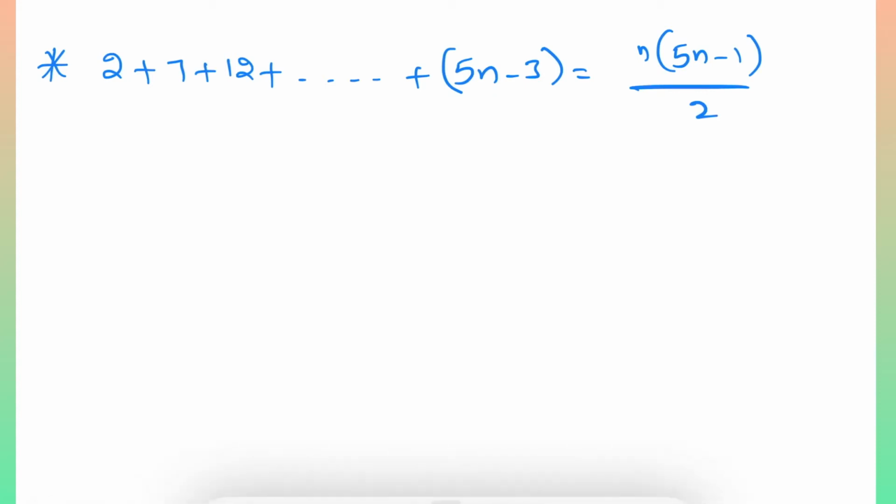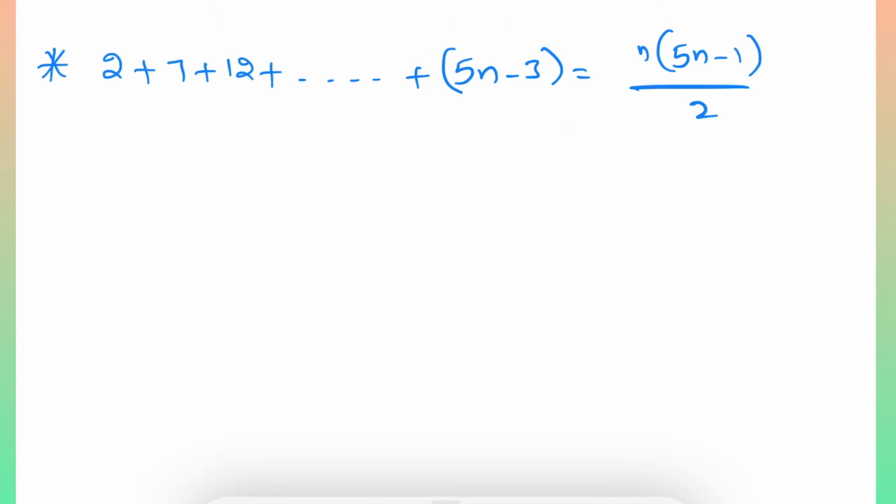The question is 2 + 7 + 12 + and so on + (5n - 3) = n(5n - 1)/2. In this question the nth term is already given, so there is no need to find the nth term again. So let us move to our steps now.